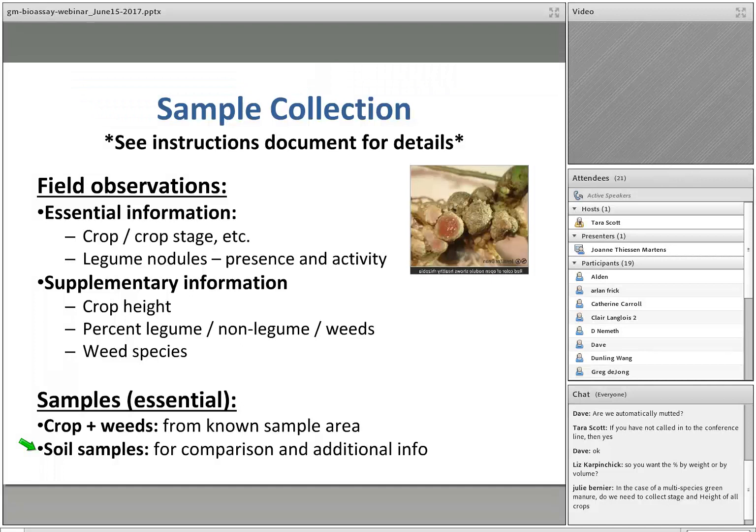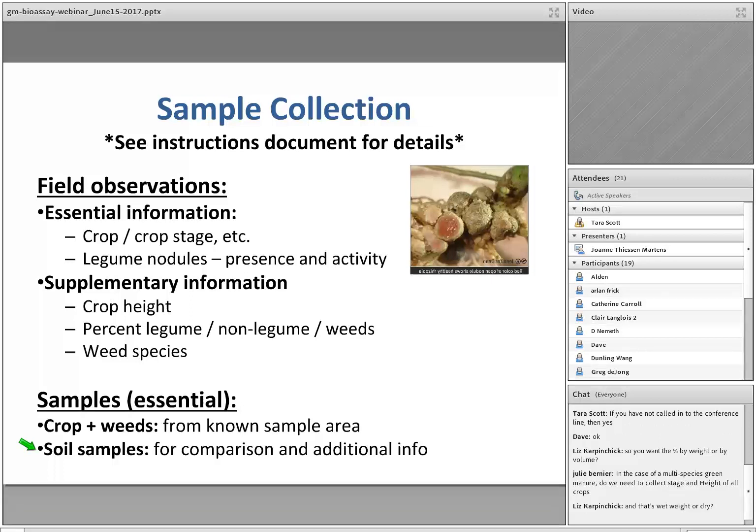Next question is, in the case of a multi-species green manure, do we need to collect stage and height of all crops? I would say it is good to take note of the stage of all the crops, and height. You start getting into a lot of measurements if you're going to collect the height of all of them. I typically just take a total height of the tallest species in the mix.